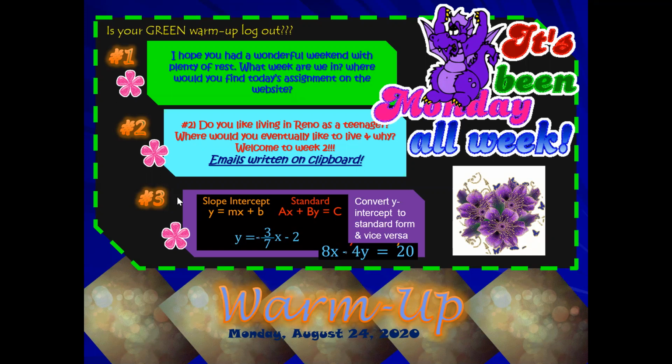Question number 3 is, what is the difference between slope-intercept and standard? How would you be able to change this example here from slope-intercept form to standard form?